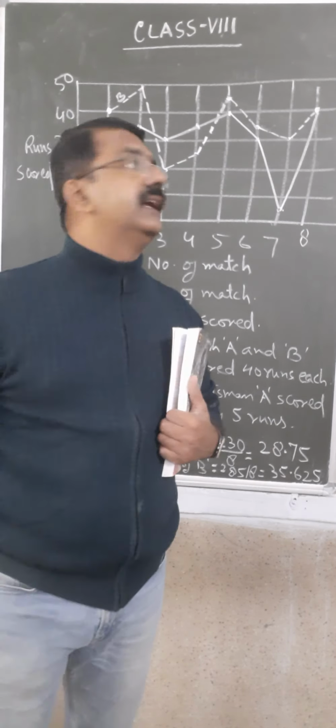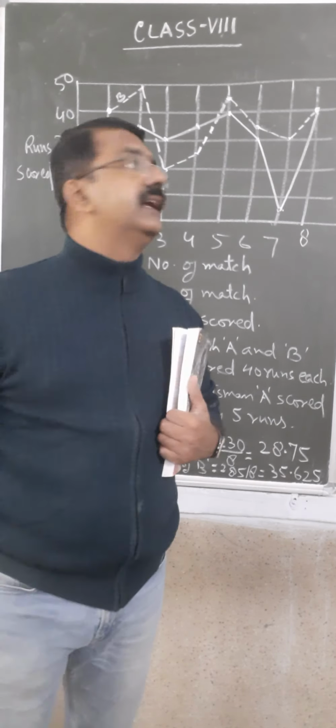Highest, that is actually the fifth part. Highest score of B will be 50. And now they are saying, how much more is it than the batsman A's highest score? And what is the highest score of A? You see, the highest score of A is 40.